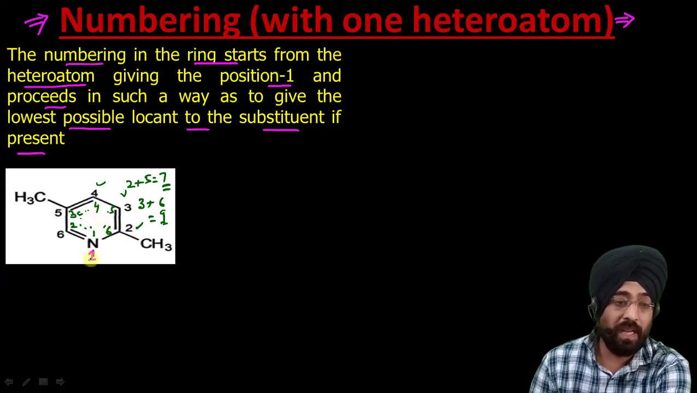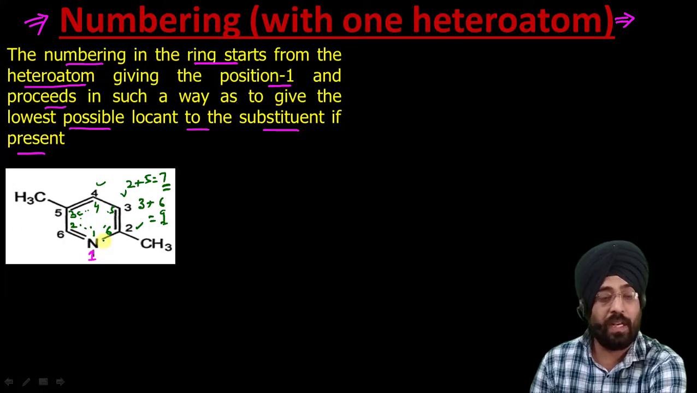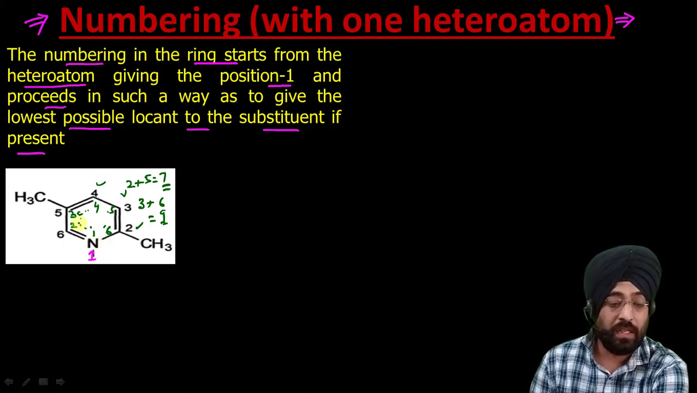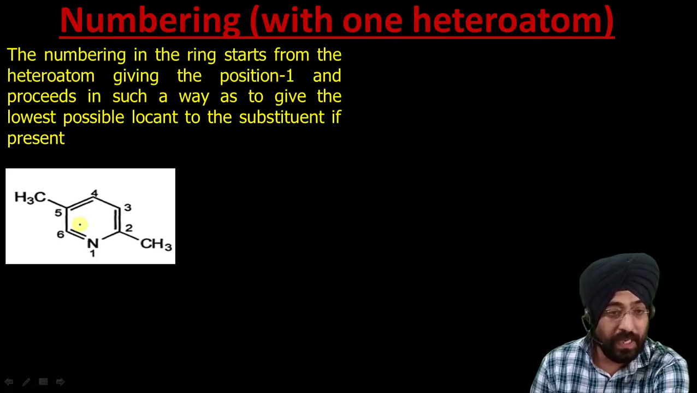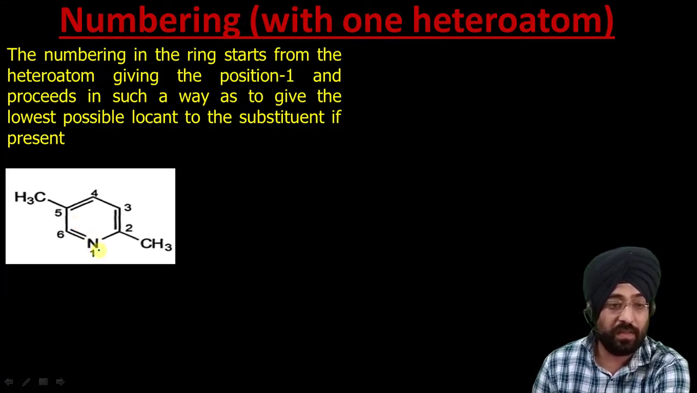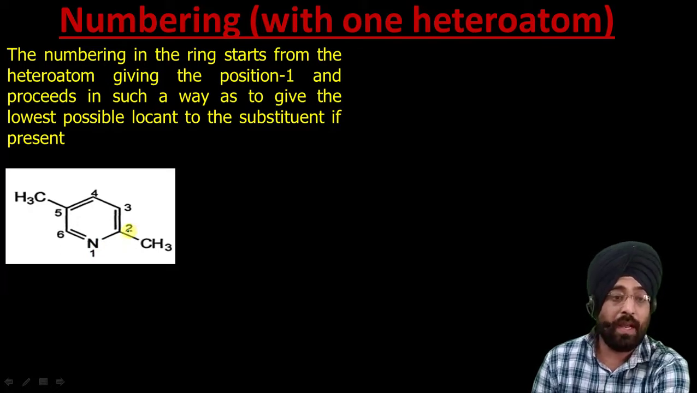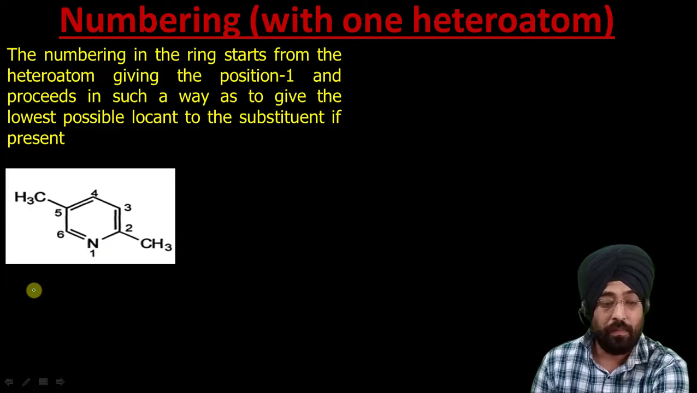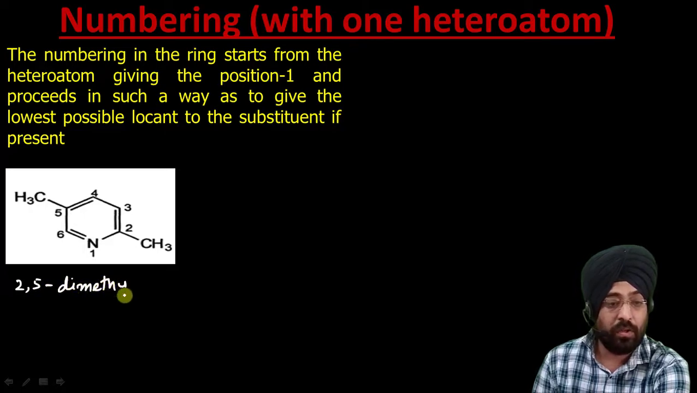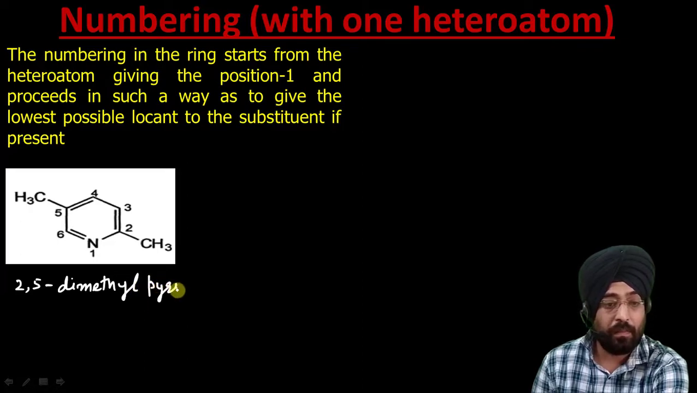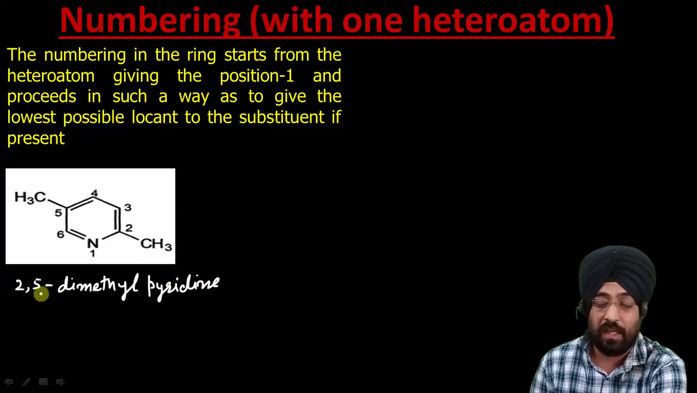Now its name will be, as I said, some compounds' common names have been accepted. As you know, this compound is pyridine. First we have to write the substituents. Substituents are present at positions 2 and 5. So its name will become 2,5-dimethyl. Why dimethyl? Because we have two methyl groups. Its accepted name is pyridine. So that is the name for this compound, 2,5-dimethylpyridine.